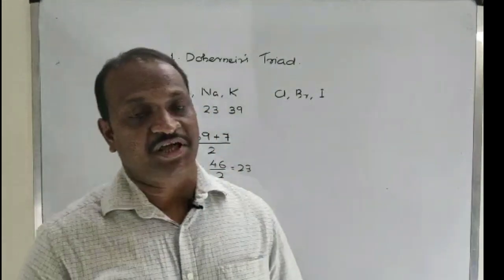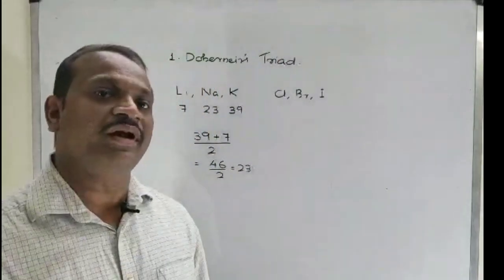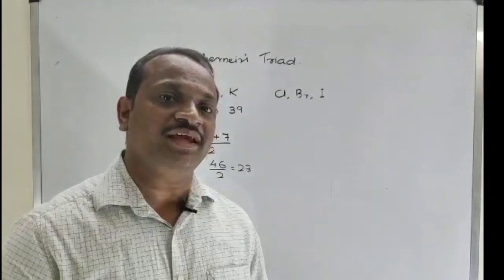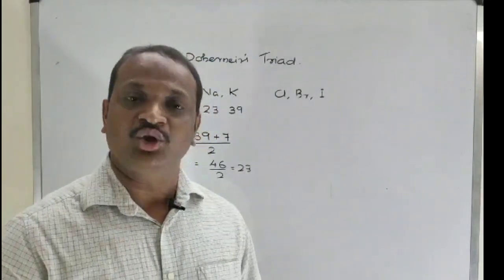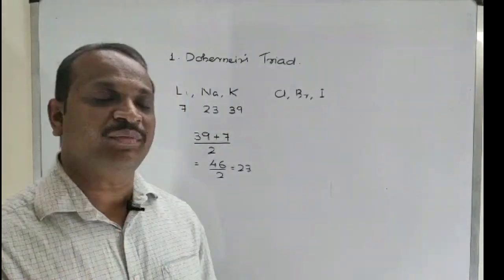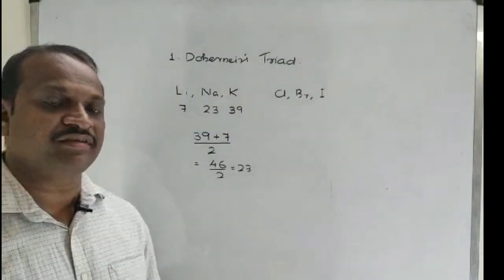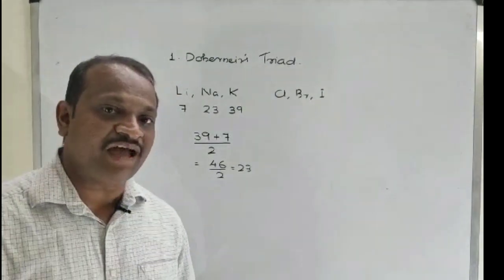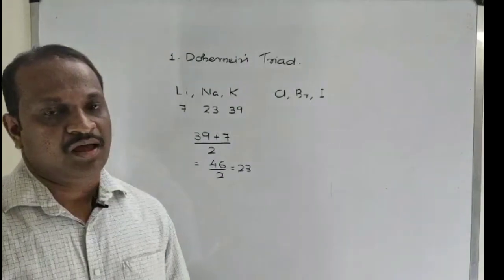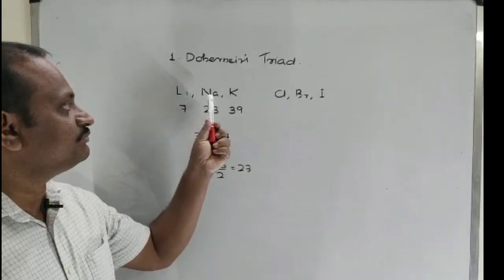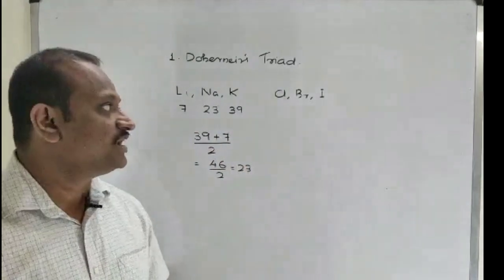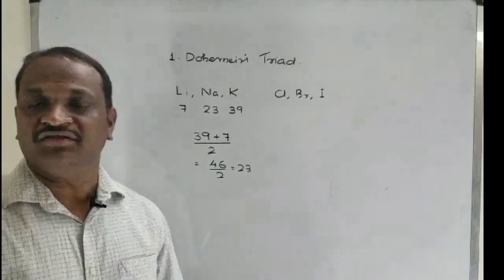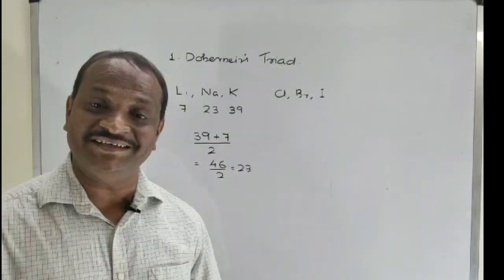So this is the first concept introduced by Dobereiner. Dobereiner formulated a group of three elements which is called a triad. And what is the speciality of this triad? All the elements in this triad are similar in properties. At the same time, the atomic mass of the middle element is the average of the other two. I have written two examples here: lithium, sodium, potassium as the first example, then chlorine, bromine, iodine as the second example.